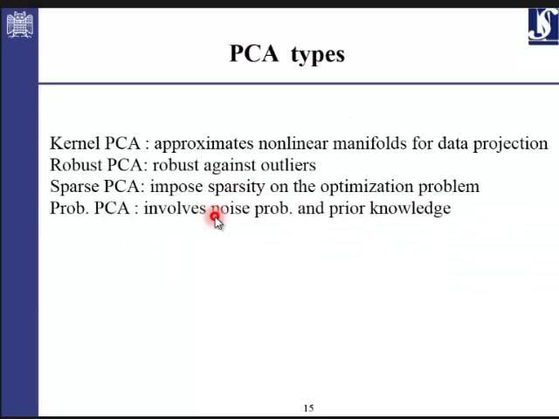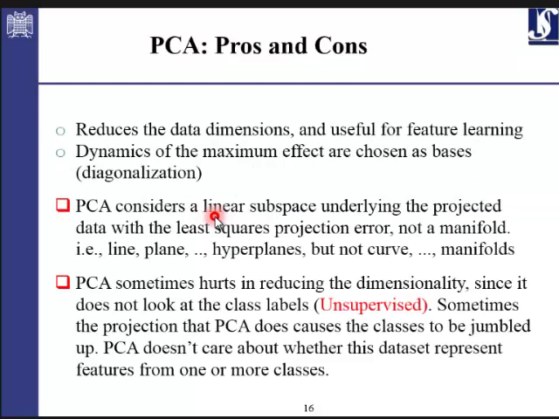We have different types of PCAs, so kernel PCA, robust PCA, and they are actually the extensions of PCA. You can go to the materials and papers to get the idea of how they are derived and what they are used for. But the general thing is PCA, as I mentioned, is used for the compression of the data. There are some pros and cons associated with the PCA.